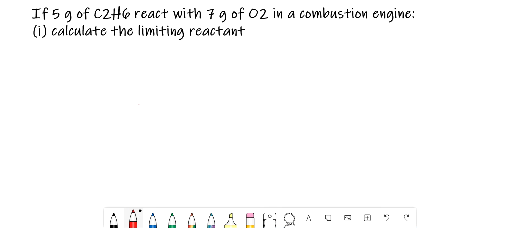Okay, so let's jump into today's tutorial questions. Calculate the limiting reactant if 5 grams of ethane react with 7 grams of oxygen in a combustion engine. First things first, write a balanced chemical equation.